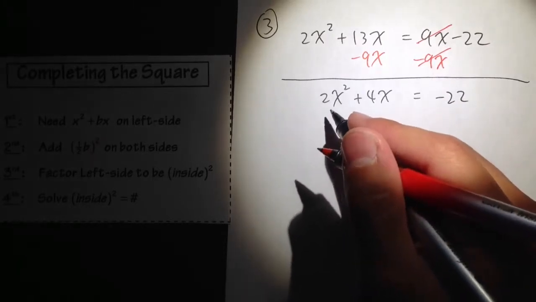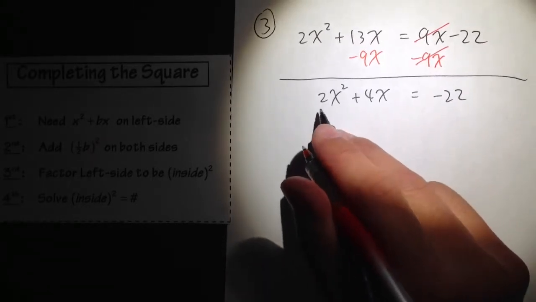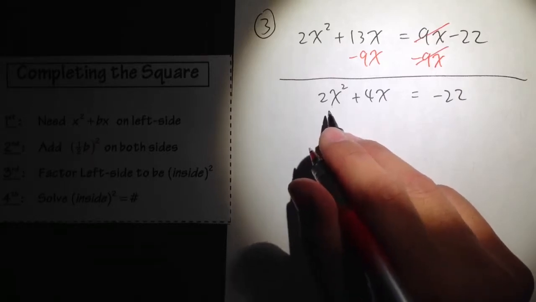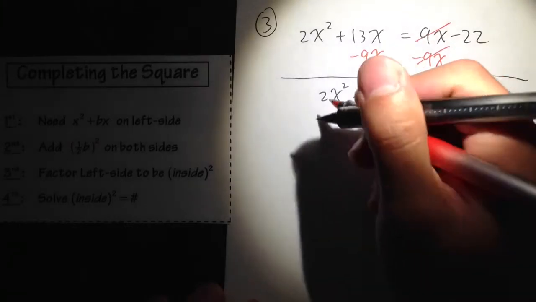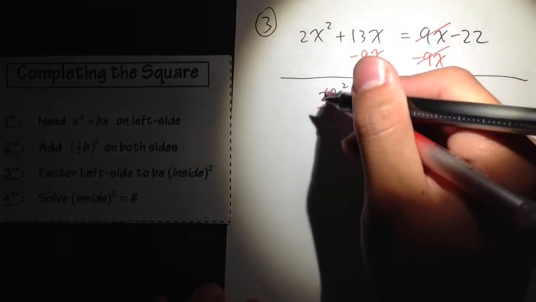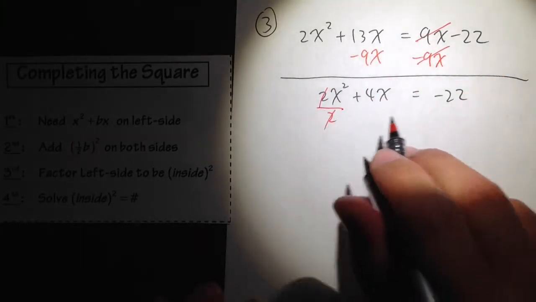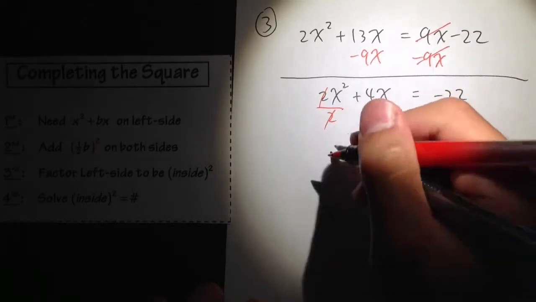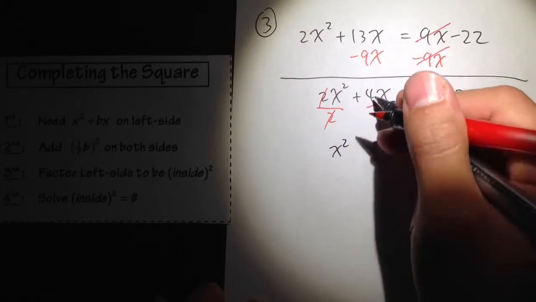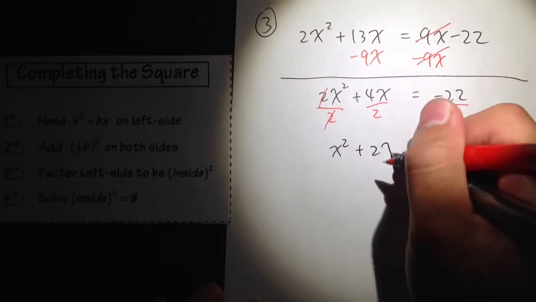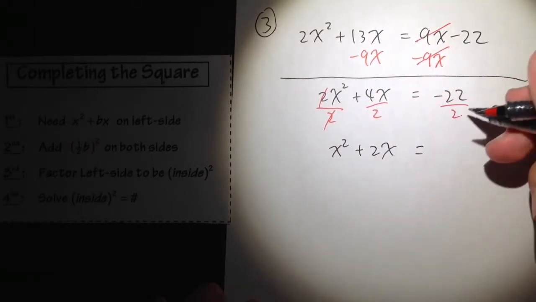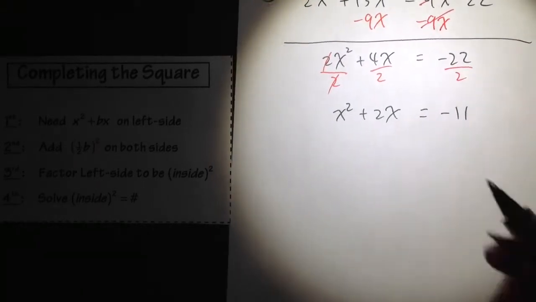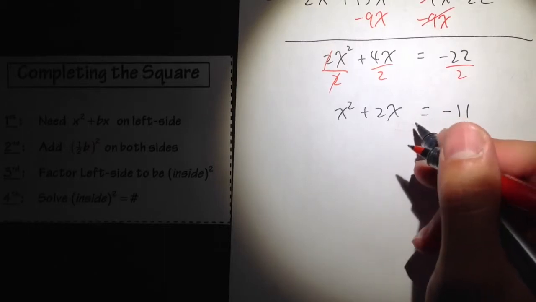Well, we insist on just having x squared. We do not want to have a number in front. We do not want to have a 2 in front of the x squared. So in this case, we will need to divide by 2 to get rid of this 2. But then I will also have to divide by 2 right here, divide by 2 right over there. So then I will get x squared, and then 4 divided by 2 is just plus 2x equals negative 11.